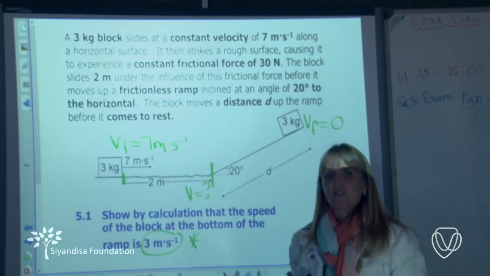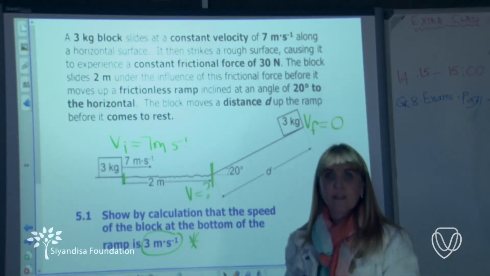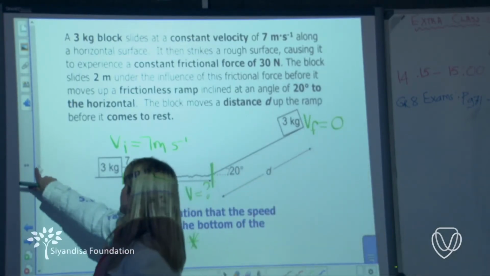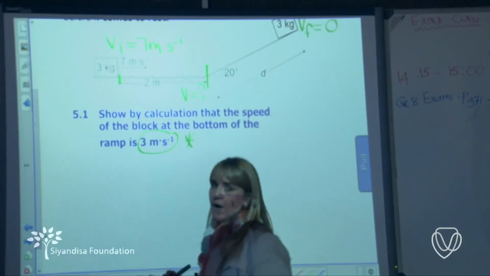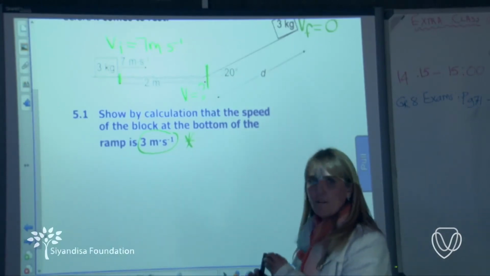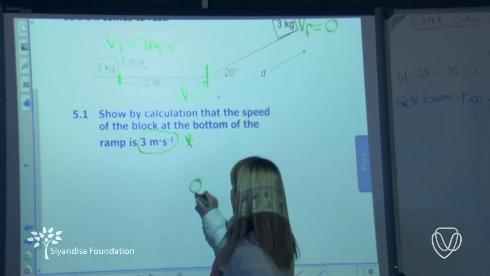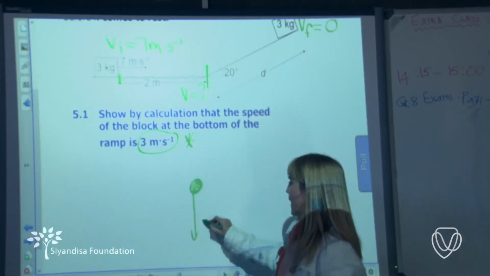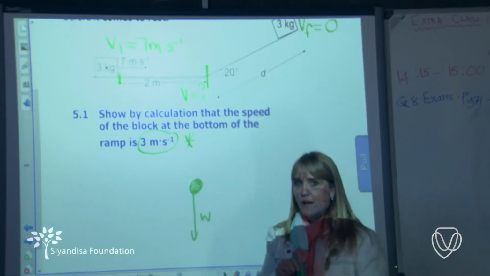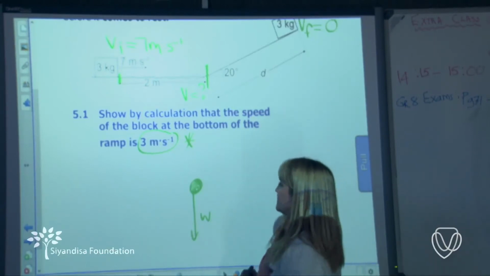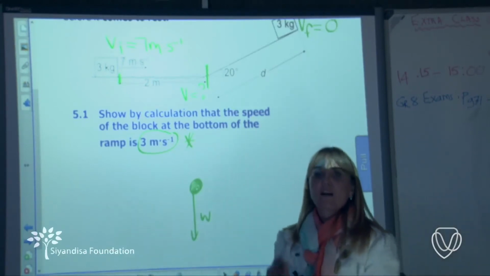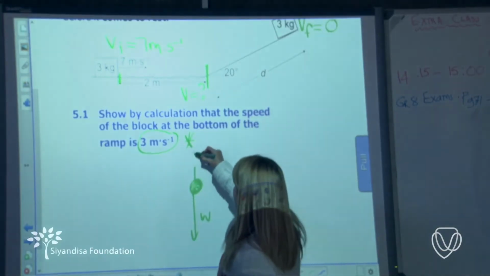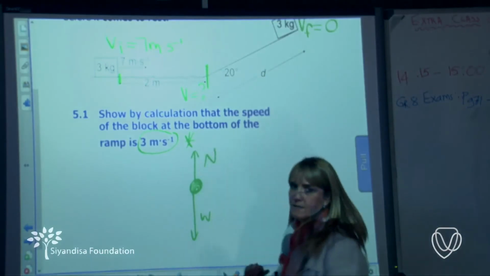Always start off by drawing a free body diagram. That is the first thing that you always do. So as that 3 kilogram object hits onto the rough surface, let's look at what forces are acting on it. First of all, there's always going to be weight. And please use a ruler. I'm being bad here by not using a ruler. Because this object is on a surface, it will also experience a normal force. So we've got weight and we've got a normal force.